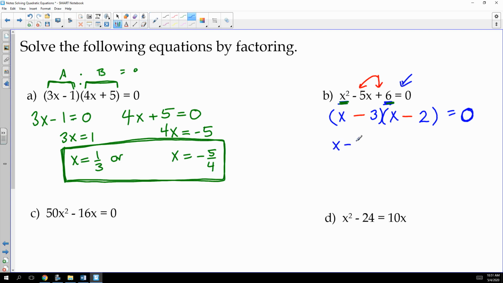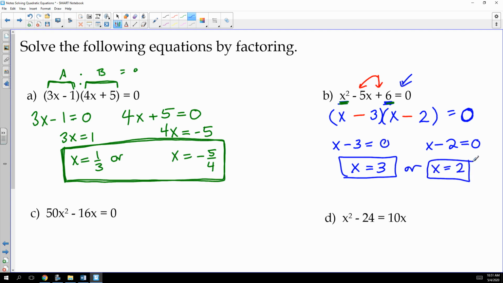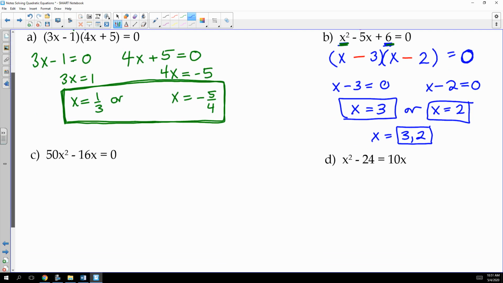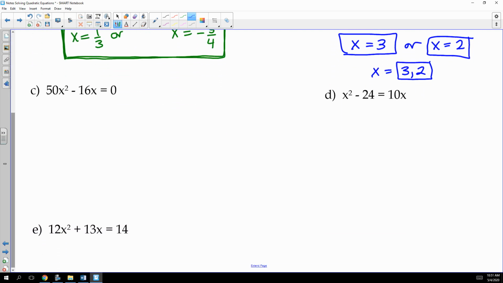Then set each factor equal to 0, x minus 2 equals 0. You're going to get to the point where you probably can skip that step, x equals 3 or x equals 2. Right? Sometimes when you type your answers into that program, you're just going to type in a box 3, 2, or you might type it from least value to greatest value. Let's move on to problem C.